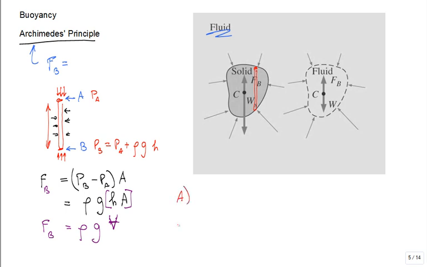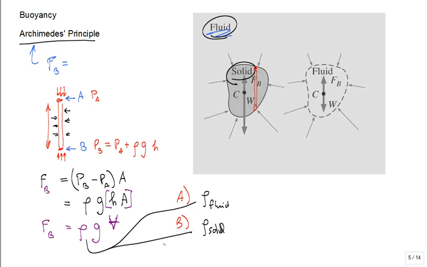Answer A, answer B. What is this rho right here? Is that the rho of the fluid or the rho of the solid? Okay, I have two substances. I have a solid and I have a fluid. What is that rho? Now I started the clicker. You got 30 seconds. Is that rho there the rho of the fluid or is it the rho of the solid that gives me the buoyancy force?